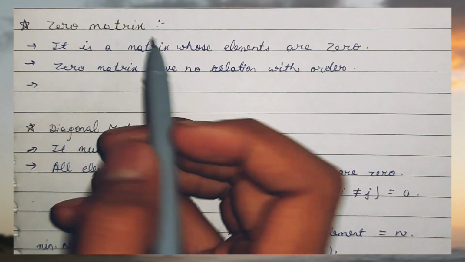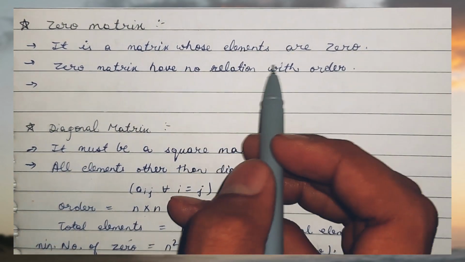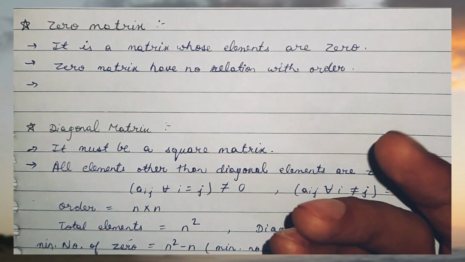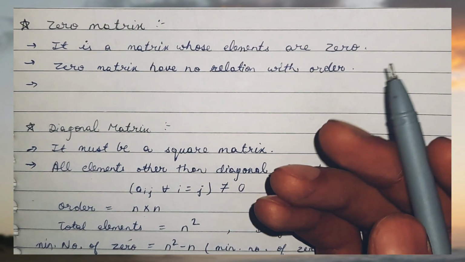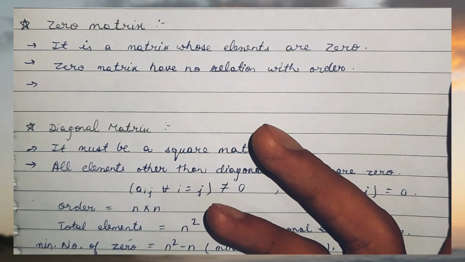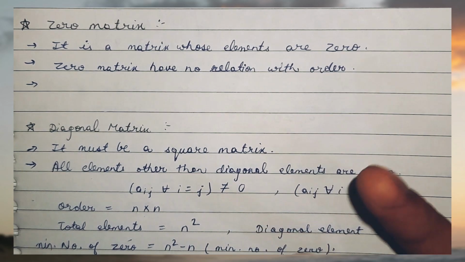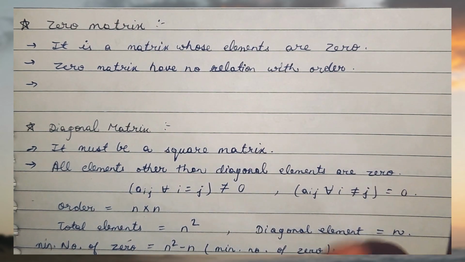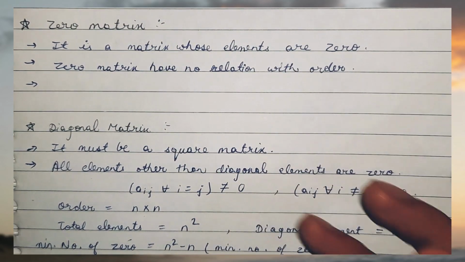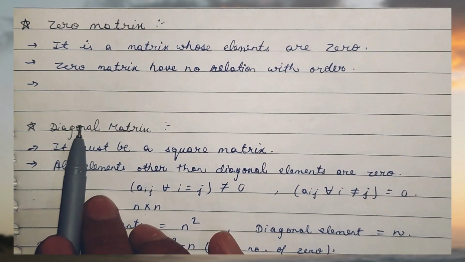Fifth is zero matrix. A zero matrix is a matrix whose elements are 0, meaning all the elements are 0 in a zero matrix, and it has no relation with order, because in a zero matrix all elements are 0, so it does not matter what order we take. So sixth, the diagonal matrix.